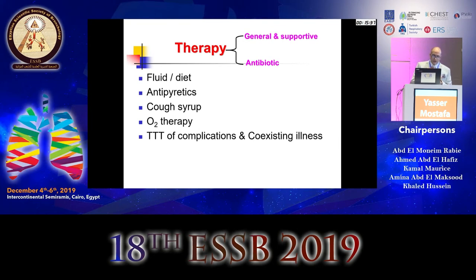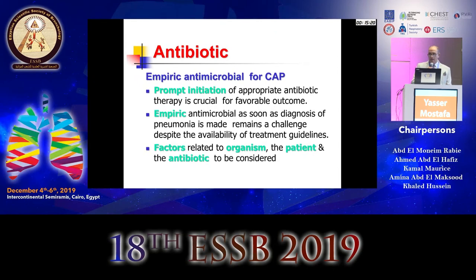The general supportive measures depend on fluid and diet, anti-emetic if the patient has vomiting, for example, antipyretic, cough syrup, oxygen therapy if the patient is hypoxic, and treatment of comorbidity is a very important issue. For the antibiotic, all the guidelines depend on empirical choice of antibiotic, but depending upon evidence-based criteria for choosing the antibiotic, respecting the antibiogram of the area where we treat our patients, and the incidence of resistant streptococcus, and to teach physicians how to suspect multi-resistant streptococci in order to choose the proper antibiotic empirically.